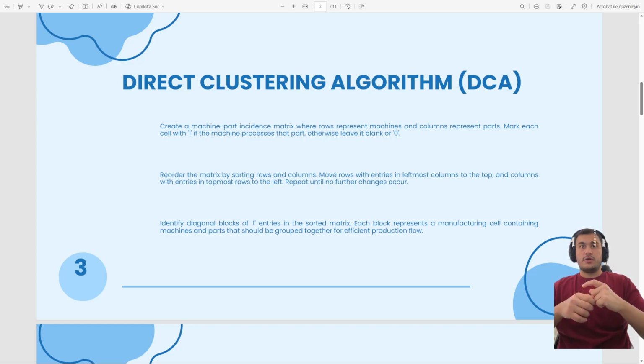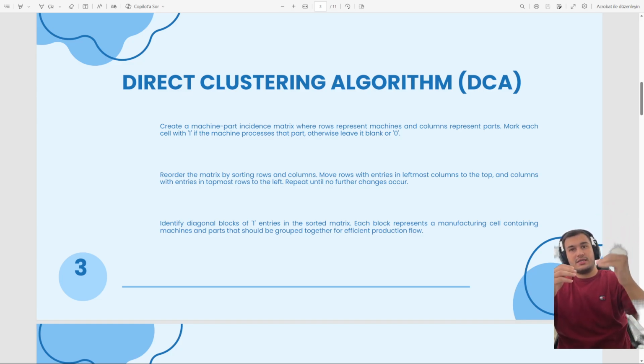In the second step, you fill the cells with 1 and 0. In the third step, you start to reorder this matrix, sorting by rows and columns. You move the rows with entries in the leftmost columns to the top, and columns with entries in the topmost rows to the left. Finally, you identify the diagonal blocks, and this reordering and sorting will be finished. It's going to be an optimal flow.